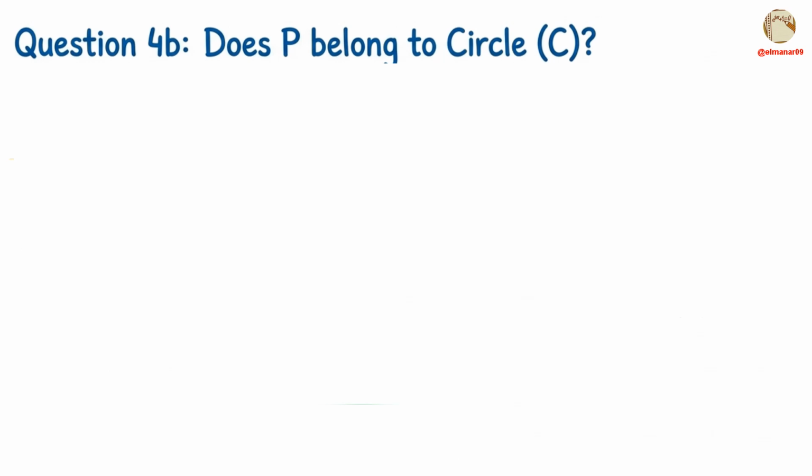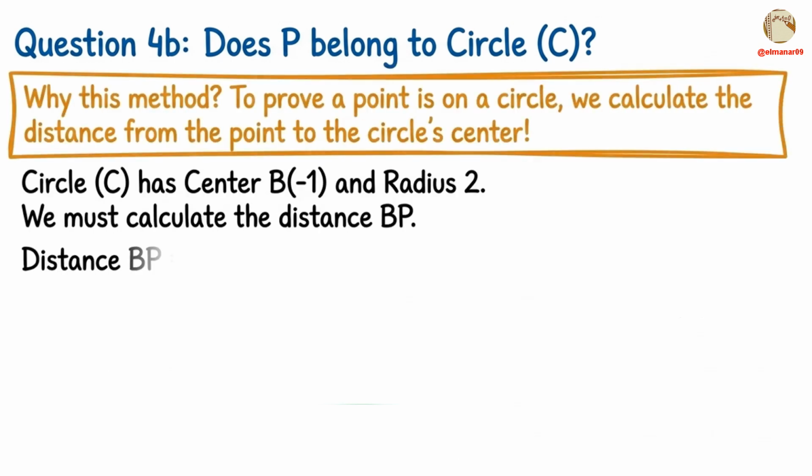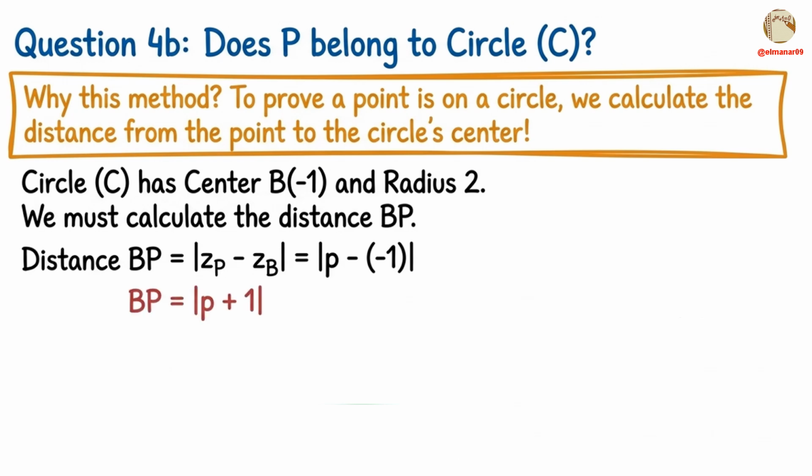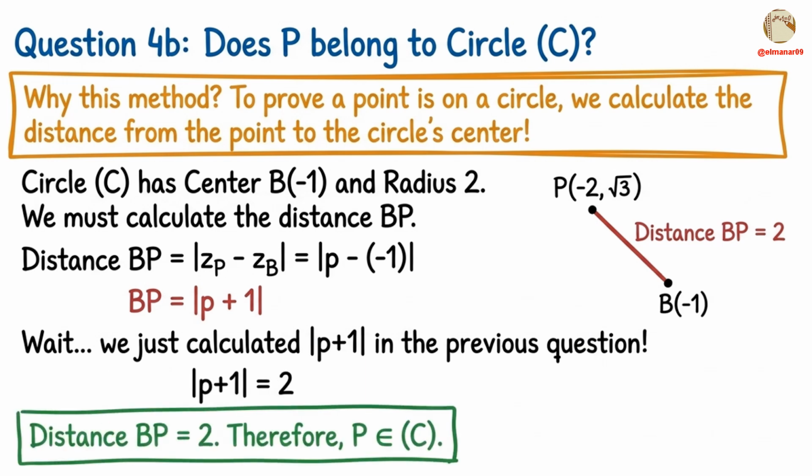In question 4b, we ask, does point P actually sit on our circle C? To prove it, we just need to measure the distance from P to the circle's center, B. That distance is the modulus of P plus 1. Wait a second, we just calculated that in the last step. The distance is 2, which exactly matches the radius of circle C. Confirmed, P is a member of circle C.